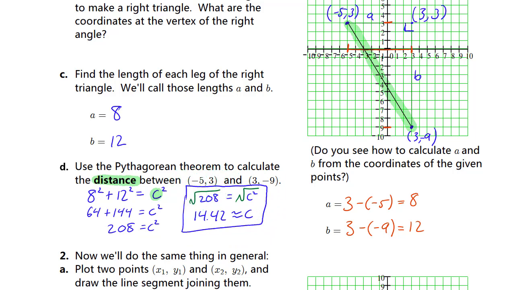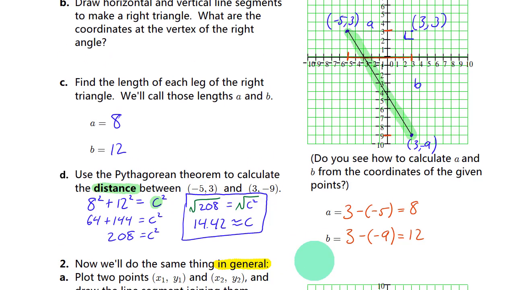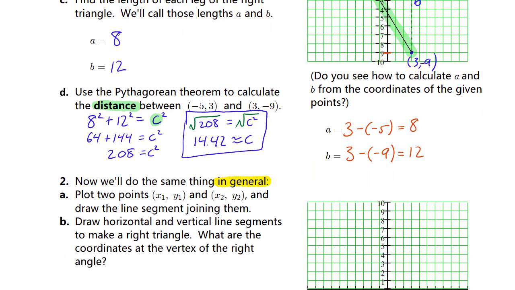Now, what if, for number 2, what if you wanted to do this in general? What I mean by that is, what if you don't have a grid and you don't want to go through this whole process of drawing the points and counting out how far over they are? What if there was just a nice formula that you could plug the numbers 3, -5, and 3 and -9 into to get that distance? That's what we're going to figure out here.